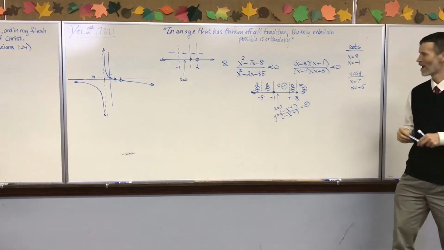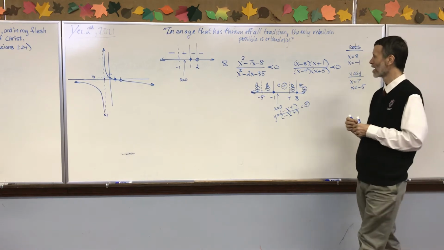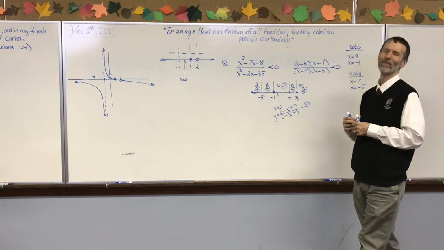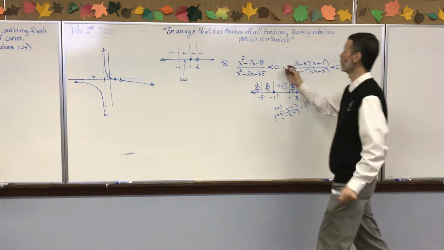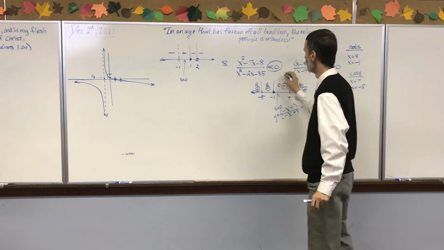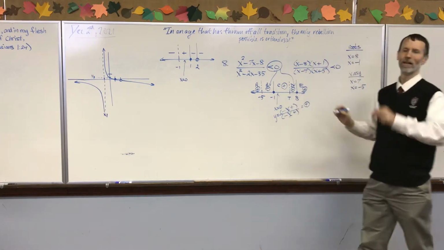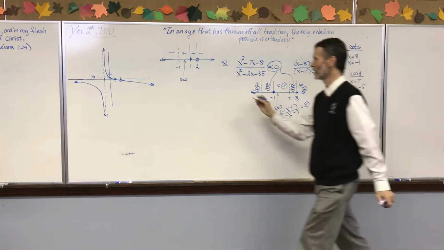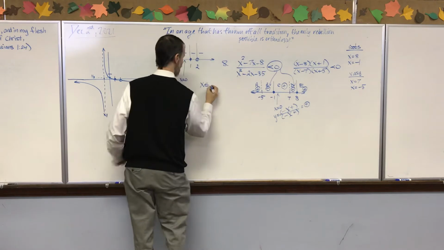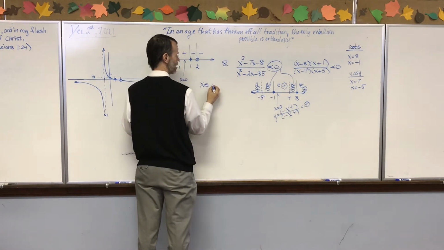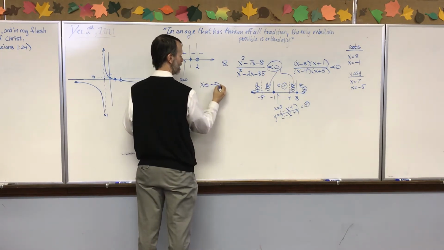Kaylee? B and D. Why? Because it's less than 0. Yeah, we want the regions that are negative. Do we want the endpoints? No, because they're not asking for them. Give me the intervals. x belongs to (-5, -1), good.